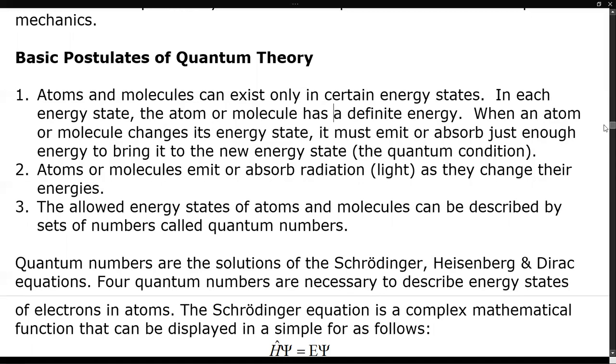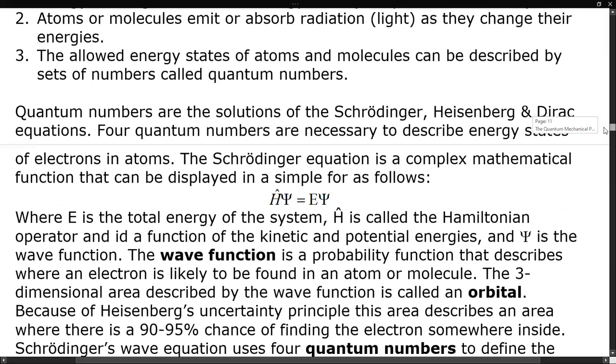In modern quantum mechanics, according to the quantum solutions by Schrödinger, Heisenberg, and Dirac's equations, when Schrödinger solved the hydrogen atom, he had 4 different quantum numbers. And this is a simplified version of that equation. Schrödinger's equation is a function that's displayed as follows. You see the H with a little hat times the Greek letter psi equals the energy of the system times the psi again. Now the E is the total energy of the system.